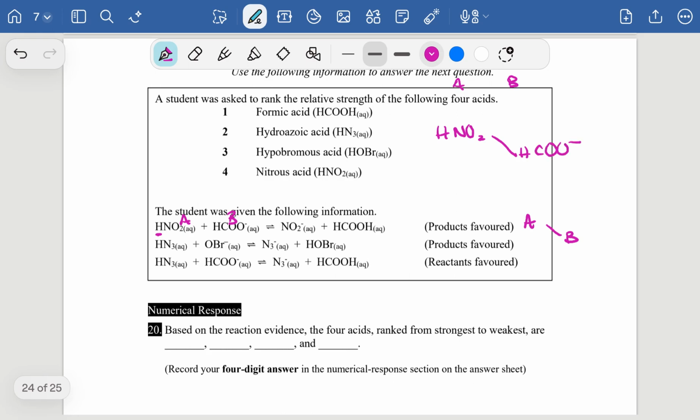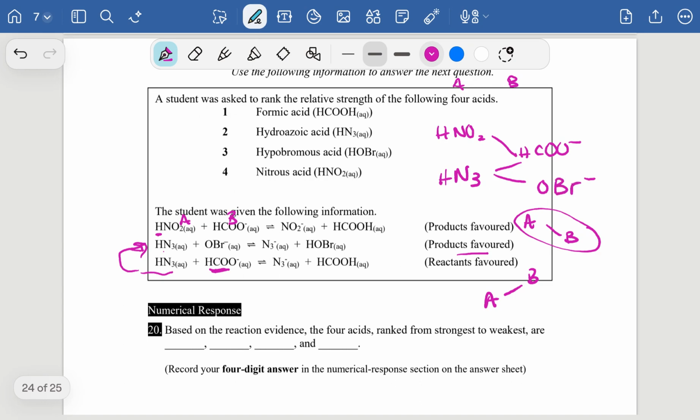Now I skipped the second part, or the second reaction, just because it doesn't relate to what I had. So I just go to my third reaction. It says reactants are favored. If reactants are favored, your base is higher up than your acid. So my base is here. I already have it placed. It has to be higher on the table than my acid. So now I've placed the acid. Now I can go back to the next one. Again, telling me products are favored. My acid has to be higher than the base. The acid's already placed. So my base would be OBr negative.